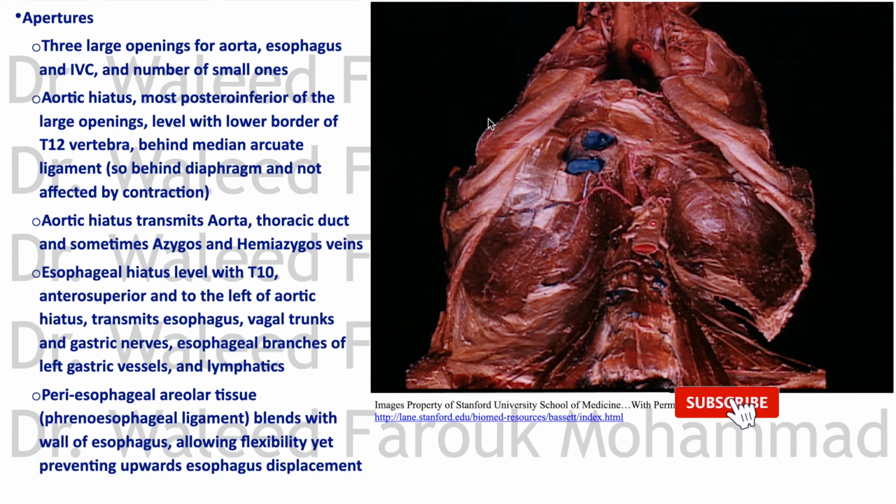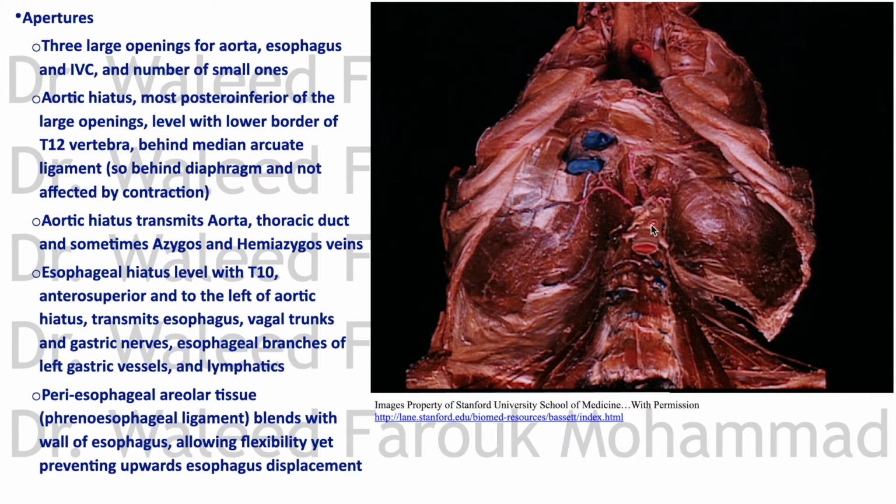the apertures in the diaphragm: actually there are numerous apertures, but there are three major openings. You should know them exactly well. Now, the first opening is the aortic opening. It's behind the median arcuate ligament. It's at the level of T12 and L1, and it's actually behind the diaphragm, and the two crura meet in front to form the ligament, which is the boundary of this opening. What passes through the opening?